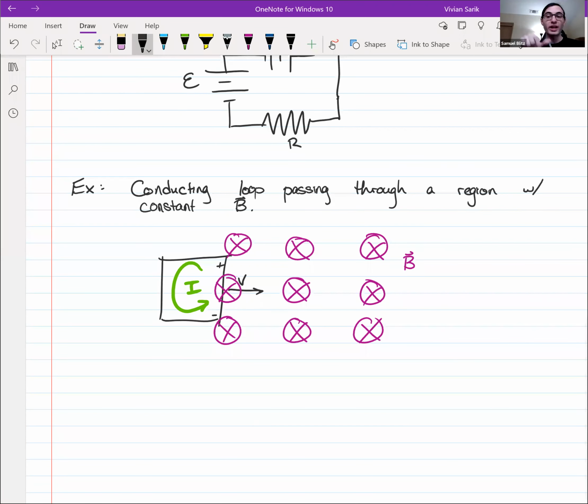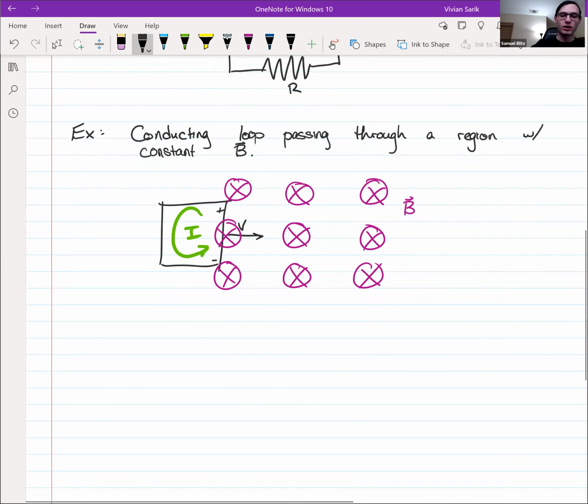And so we can use the right-hand rule. We want to produce a flux out of the screen, which would give us a current that is counterclockwise. And so obviously you get the same answer, which is a good check. And so hopefully you can see how you can use both the concept of motional EMF and the concept of Faraday's or Lenz's law to explain this.